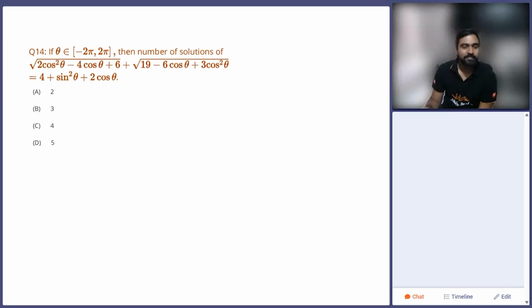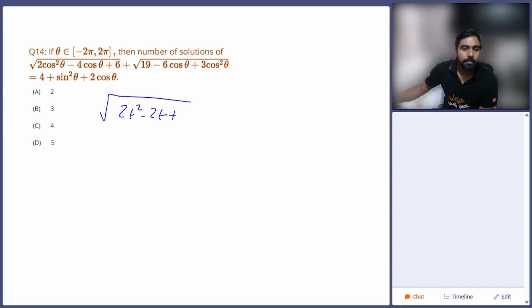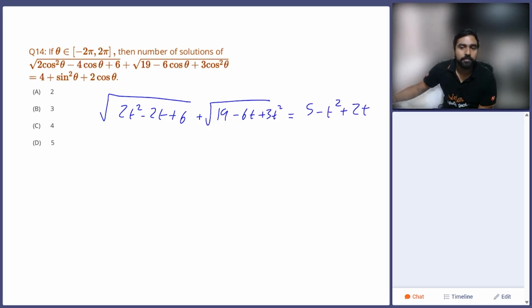So moving on. What we have here: find the number of solutions of root of (2 cos square theta minus 4 cos theta plus 6) plus root of (19 minus 6 cos theta plus 3 cos square theta) equal to 4 plus sine square theta plus 2 cos theta. Okay, I can see cos theta present everywhere. Let's go for that, cos theta equals t. So I will get over here 2t square minus 4t plus 6, plus root of 19 minus 6t plus 3t square, equals 5 minus t square plus 2t.